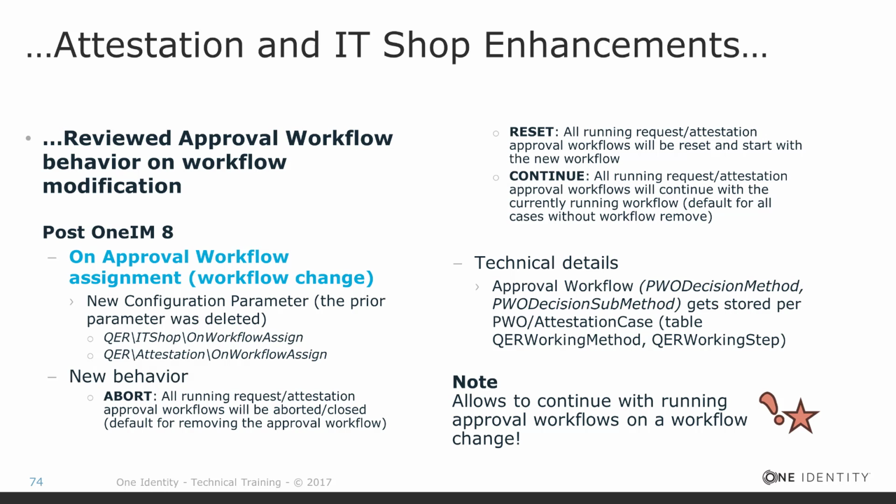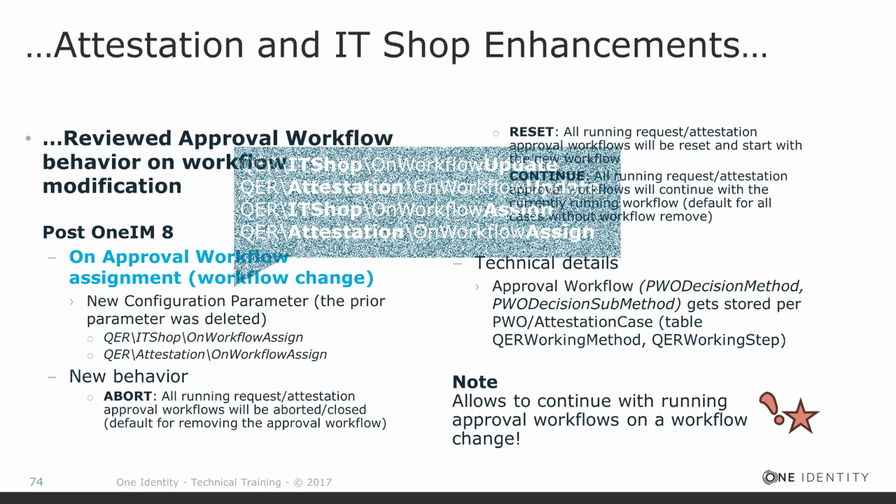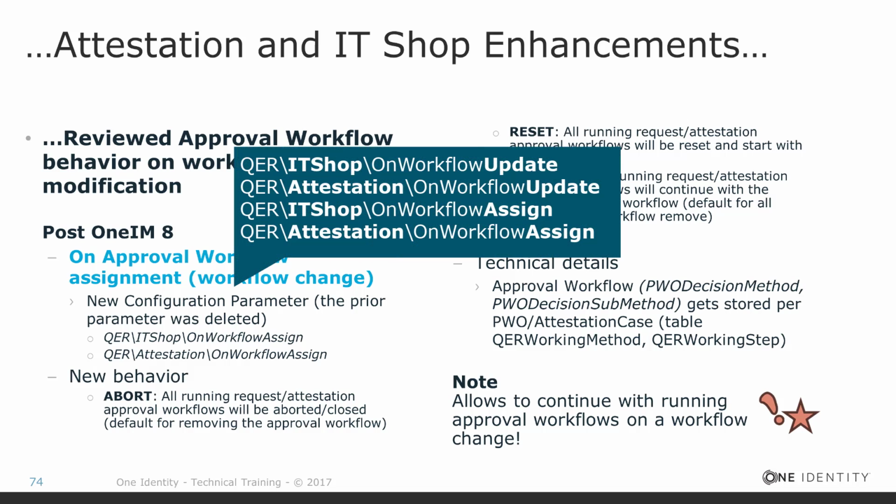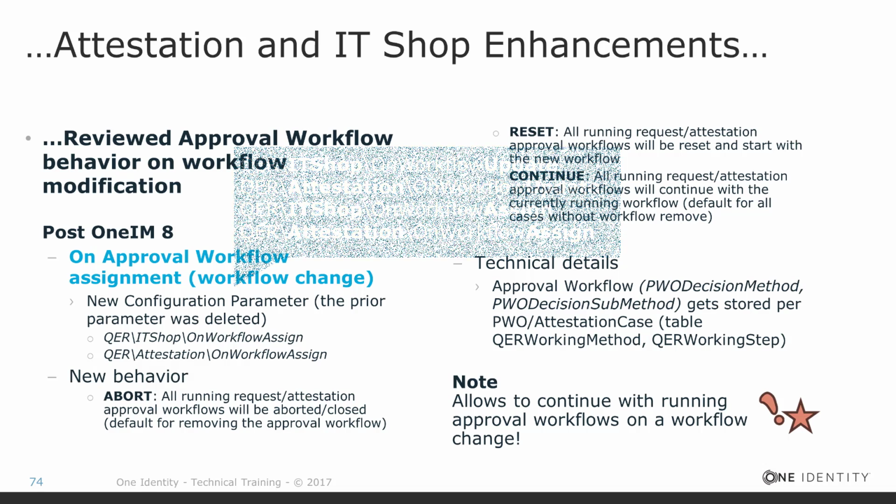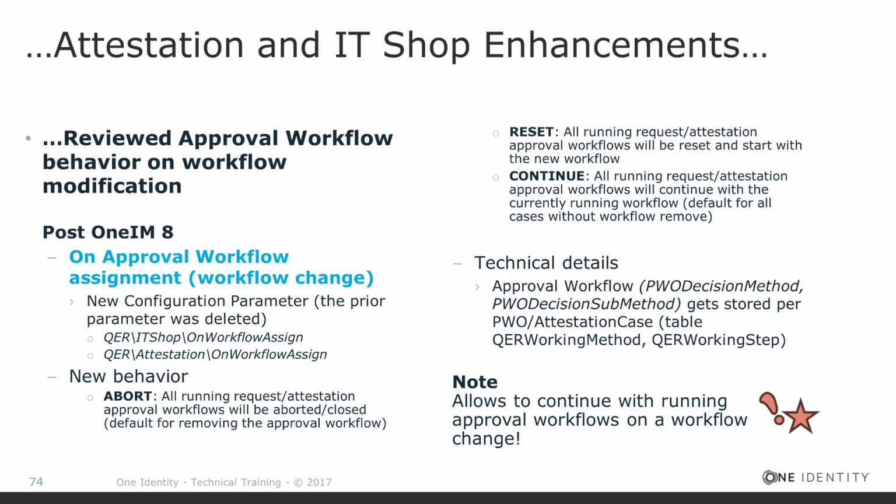A good message from my perspective is that this can now be handled separately. For each of these behaviors we have described, we have now 4 configuration parameters to configure: 2 for update, attestation and requests, and 2 for the workflow assignment as well, attestation and request. And I think we should now have enough degrees of freedom to configure exactly the right thing for our customers.